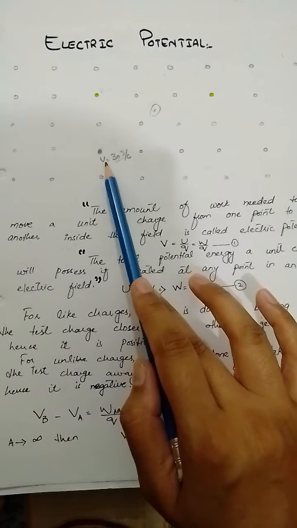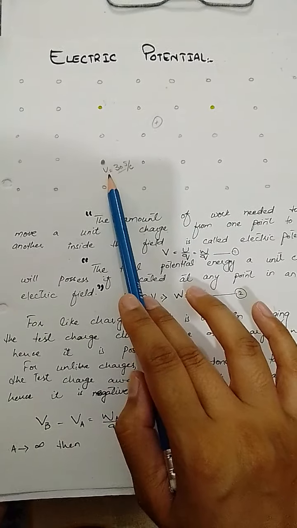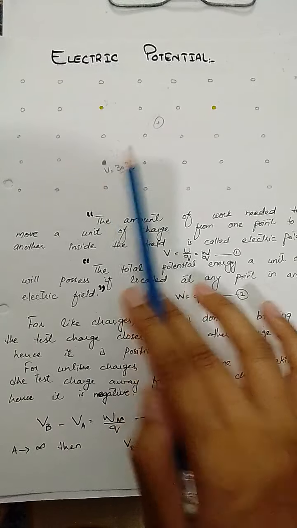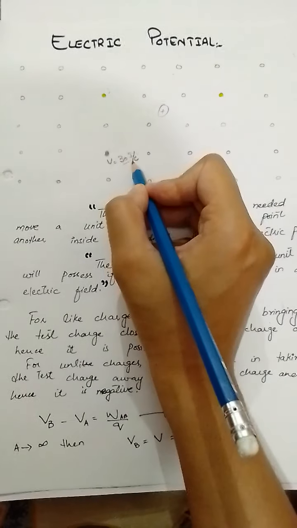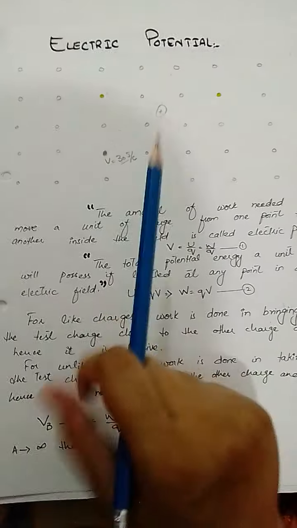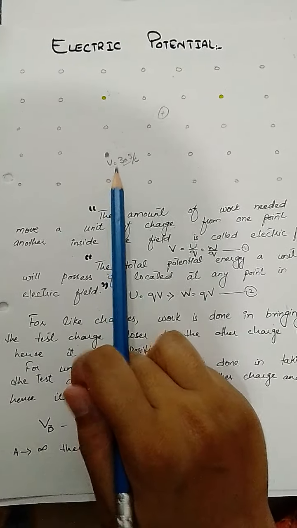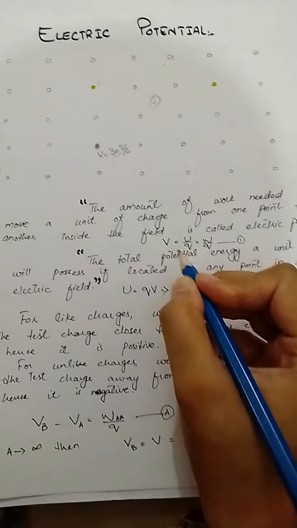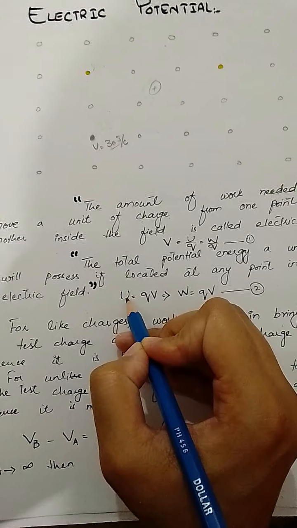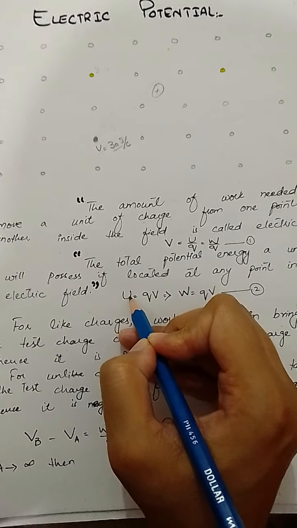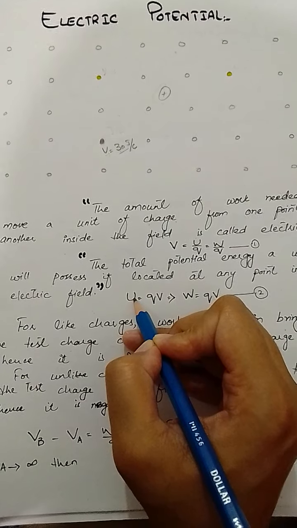That's why we call this an abstract number. It is not actually a real value, it's just a number which, when multiplied by the charge, gives us energy. Okay, so that's why electric potential is important. Right, so here we have defined electric potential energy.